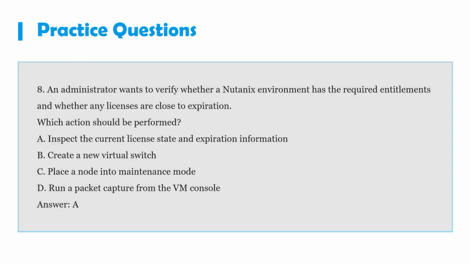8. An administrator wants to verify whether a Nutanix environment has the required entitlements and whether any licenses are close to expiration. Which action should be performed? A. Inspect the current license state and expiration information. B. Create a new virtual switch. C. Place a node into maintenance mode. D. Run a packet capture from the VM console. Answer: A.